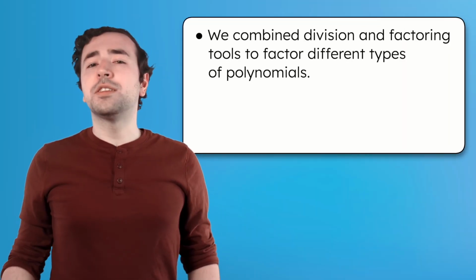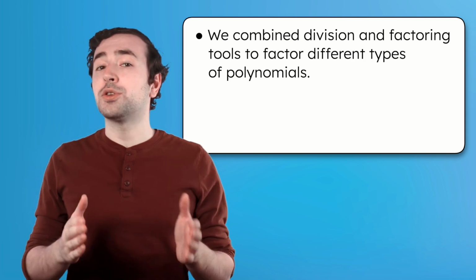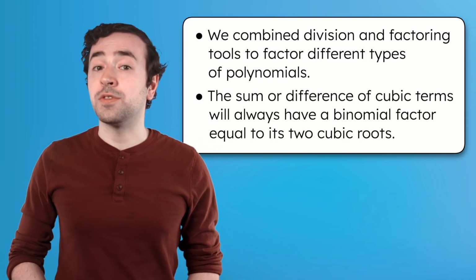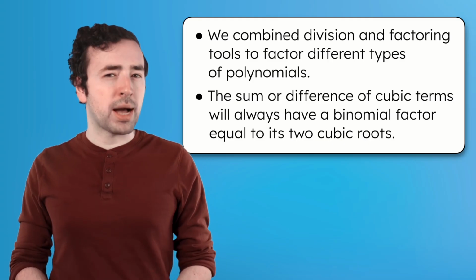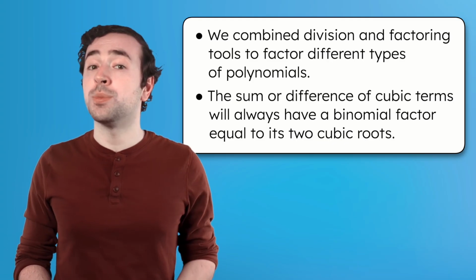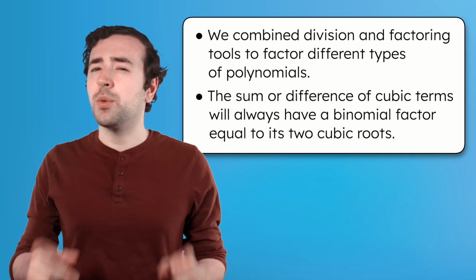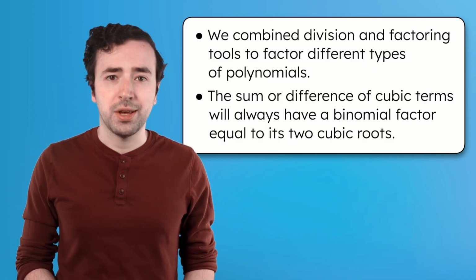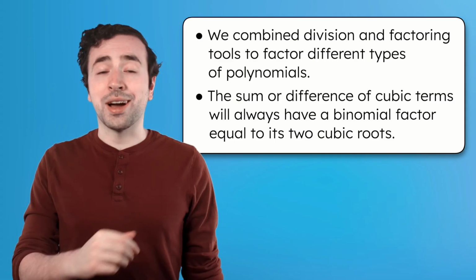Today, we combined division and factoring tools to factor different types of polynomials. We learned that a sum or difference of cubic terms will always have a binomial factor equal to its two cubic roots. And whenever we're factoring, we always check to make sure our final answer is made of all prime factors. You'll continue practicing these skills in the online practice.